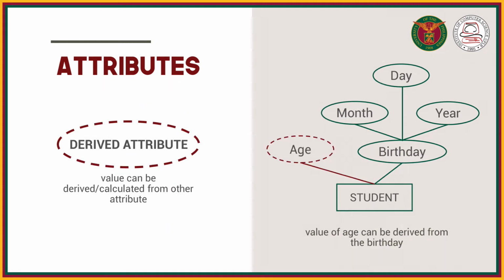And then we have derived attributes. These are the values that can be calculated or derived from other attributes. In our example, we have age as our derived attribute, because we can calculate age from the birthday. However, to standardize our convention in this course, we should not assume that a property is derived unless stated in our problem. If it is not specified that the value is derived, let's just represent it as a simple atomic attribute.